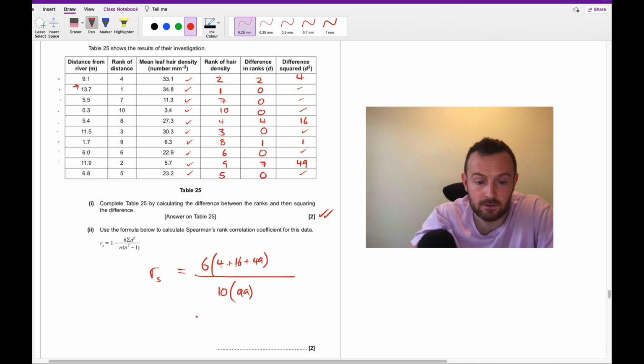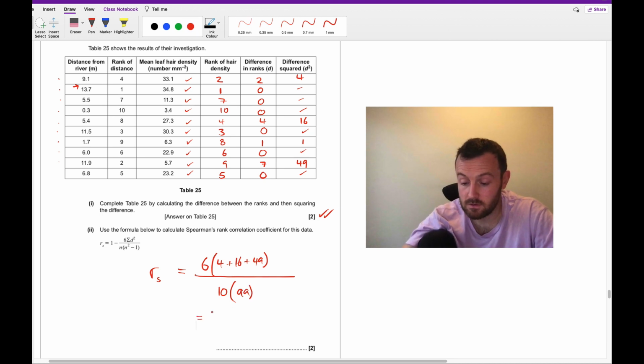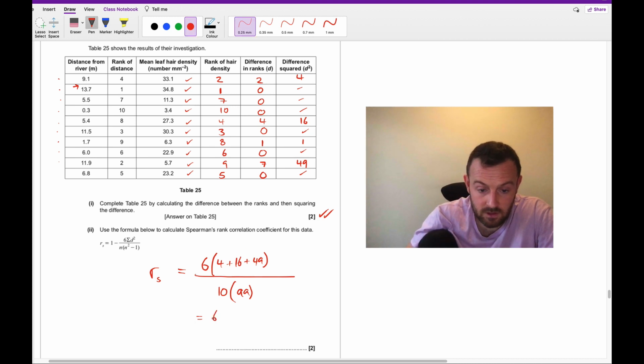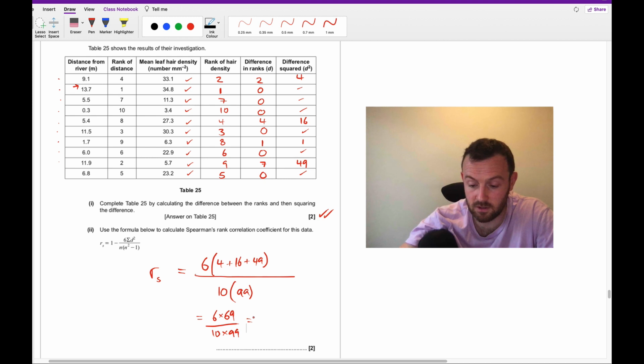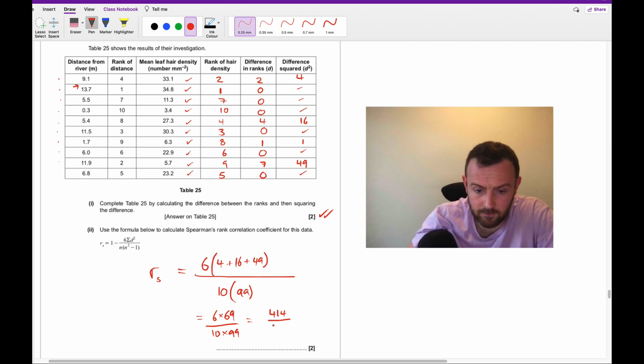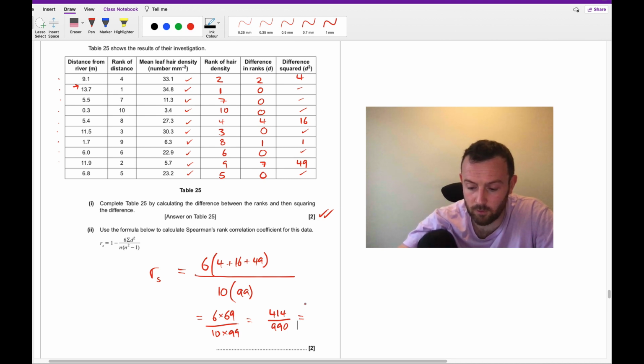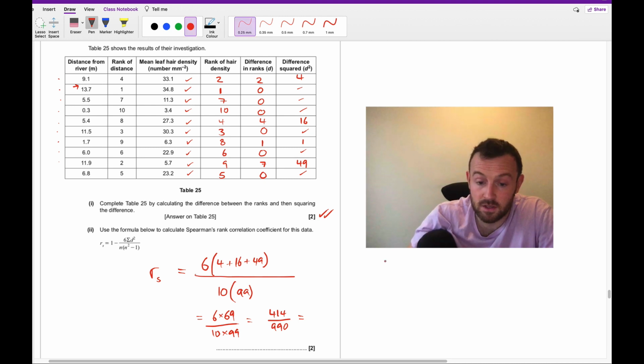99. So therefore, get the calculator out. 4 plus 16 plus 49 equals 69. I'm just going to do the working step by step, so if I go wrong, I can still get some marks. So 69 times 6 equals 414. 10 by 99, 990. So 414 divided by 990 equals 0.418.